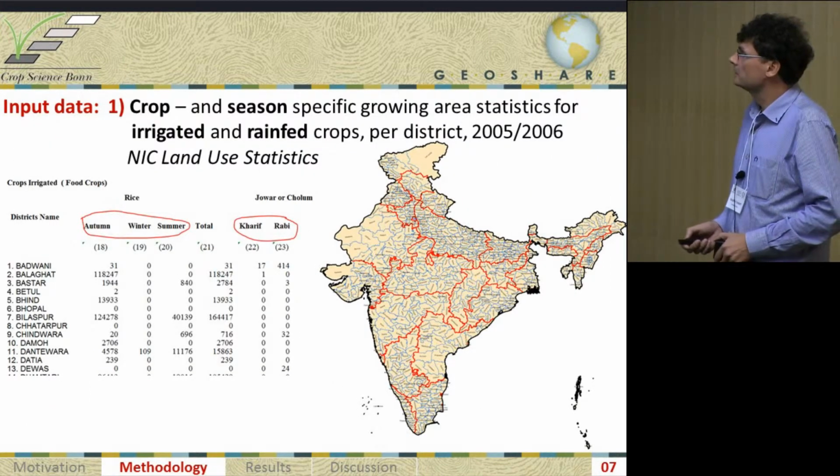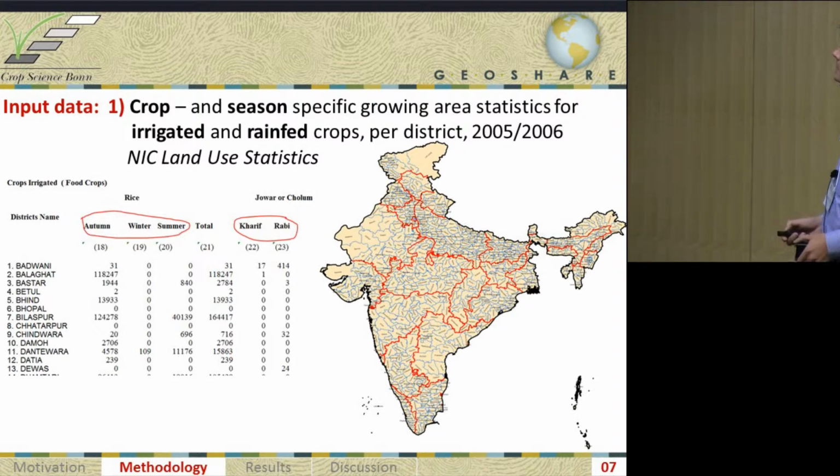So the input data, first of all, we used national land use statistics or crop statistics per district. It's a bit difficult to see. So these blue lines here are the district boundaries, and the red lines are the state boundaries in India. And we obtained here from the NIC statistics the growing area of different crops. And interestingly, it's not only at district level, it also tells about the season in which the crop is grown.